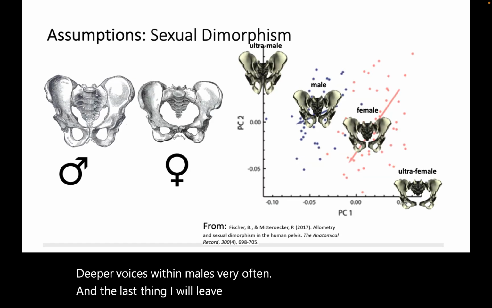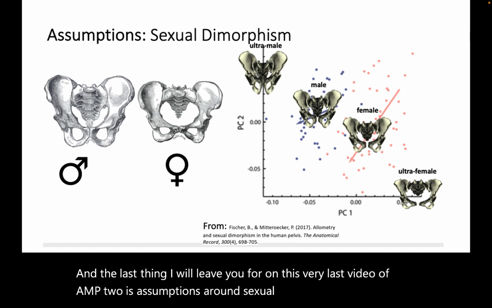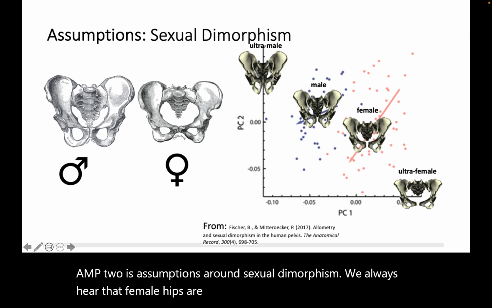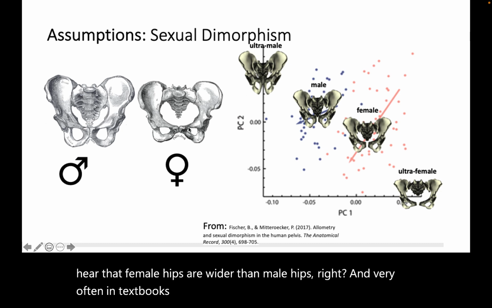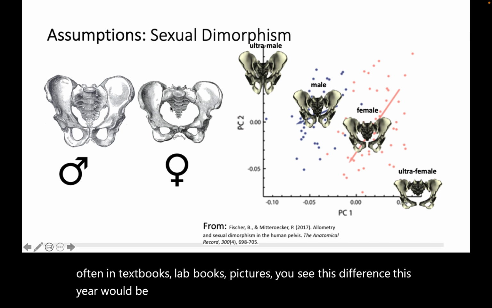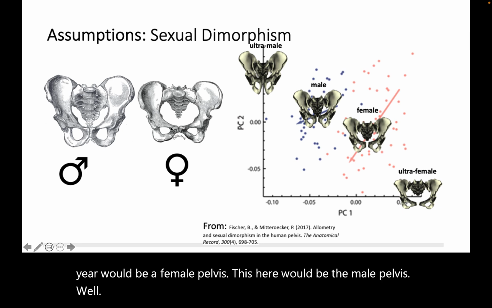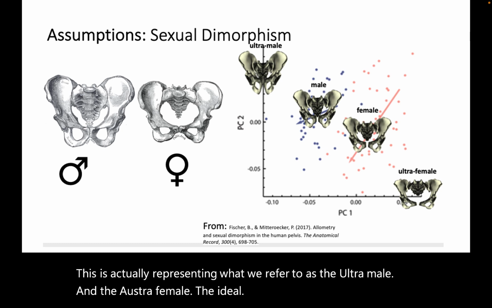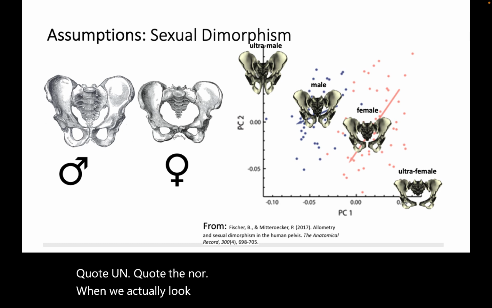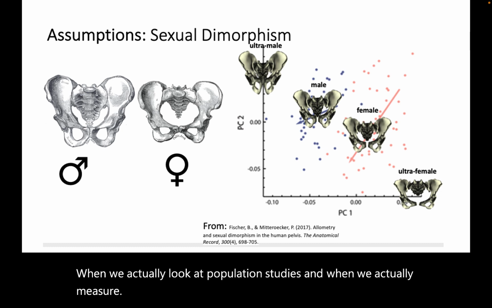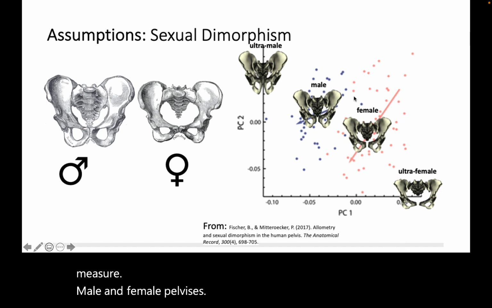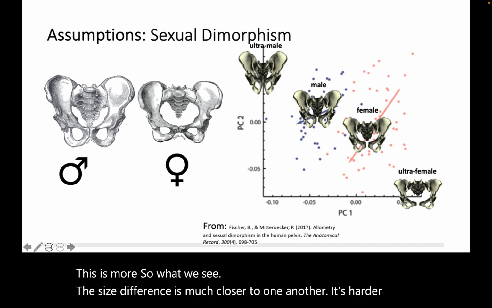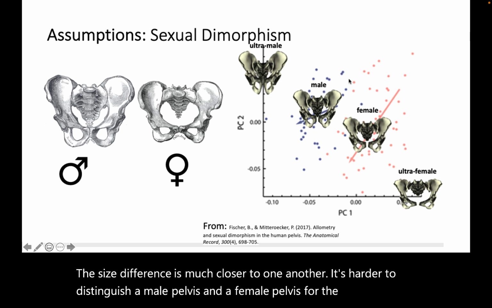And the last thing I will leave you with on this very last video of AMP2 is assumptions around sexual dimorphism. We always hear that female hips are wider than male hips, right? And very often in textbooks, lab books, pictures, you see this difference. This here would be a female pelvis. This here would be the male pelvis. Well, this is actually representing what we refer to as the ultra male and the ultra female, the ideal, quote unquote, the norm. When we actually look at population studies and when we actually measure male and female pelvises, this is more so what we see. The size difference is much closer to one another. It's harder to distinguish a male pelvis and a female pelvis for the vast majority of the population.